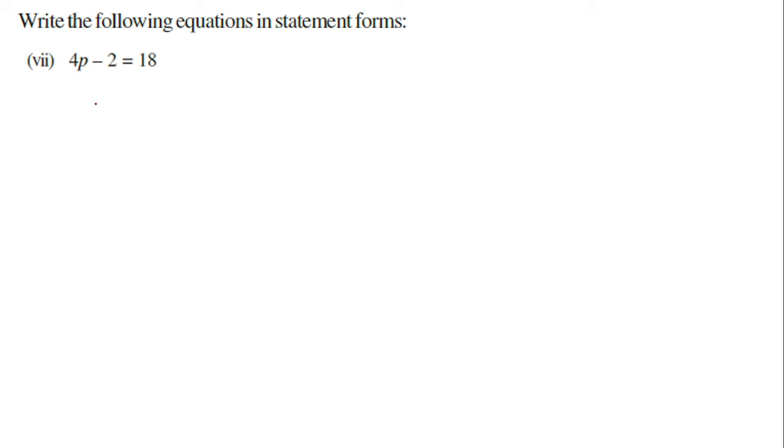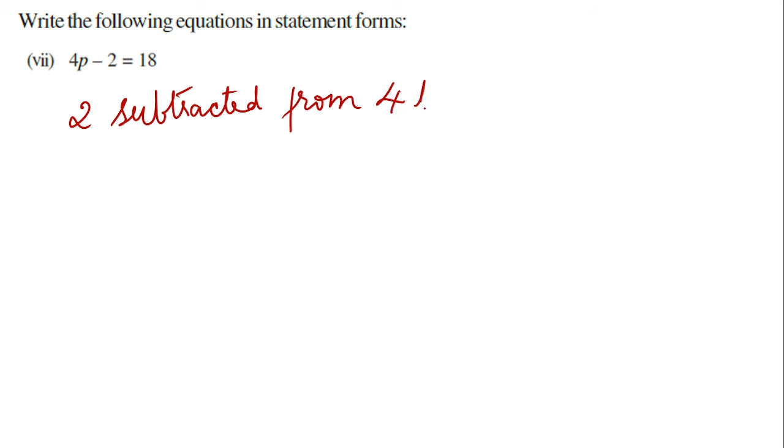4p minus 2 is equal to 18. So how you can write it? 2 subtracted from 4 times a number p gives 18.